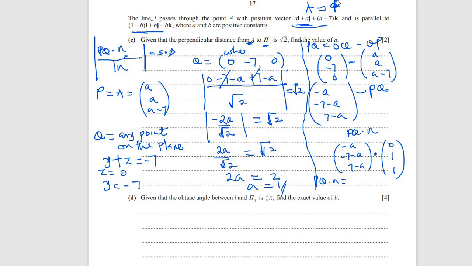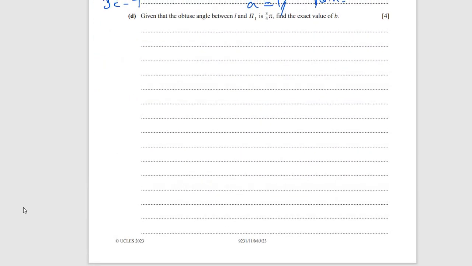I hope you can understand the steps and follow the way I did it. So that's it. The key to this question is the formula for the shortest distance between a line and a plane. Let's move to the next question. The next question, question D.